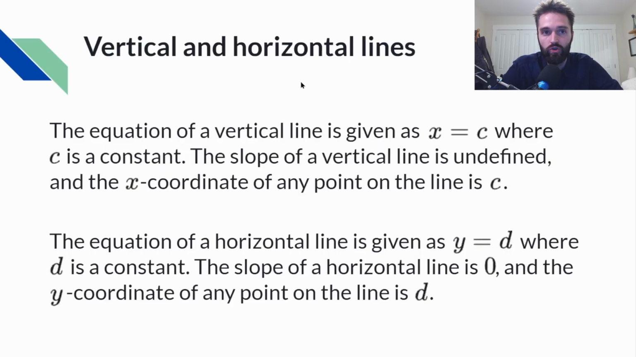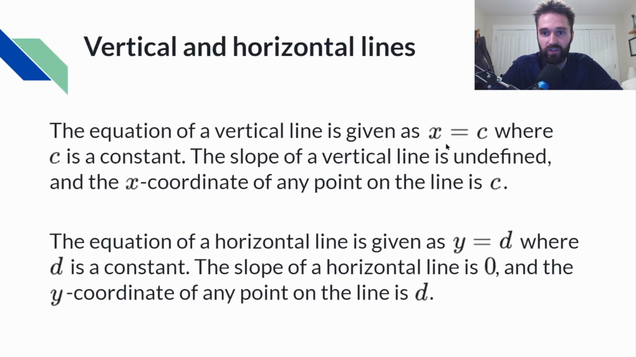Next, let's review vertical and horizontal lines. The equation of a vertical line is given as x equals c, where c is a constant. The slope of a vertical line is undefined, and the x-coordinate of any point on the line is c. The equation of a horizontal line is given as y equals d, where d is a constant. The slope of a horizontal line is 0, and the y-coordinate of any point on the line is d.